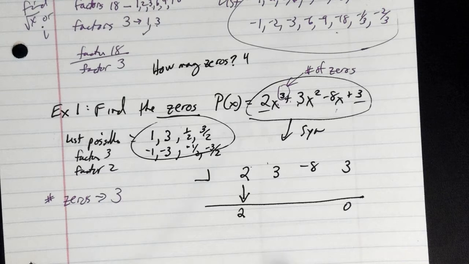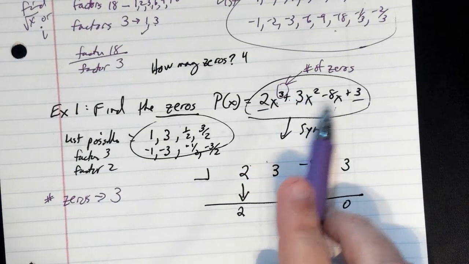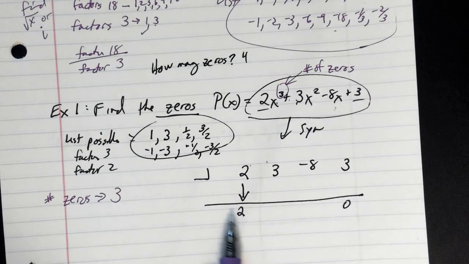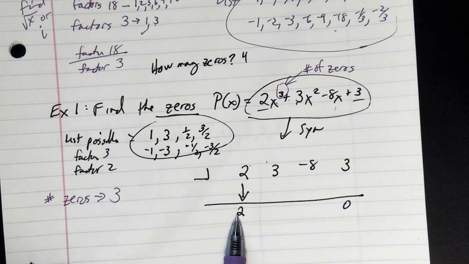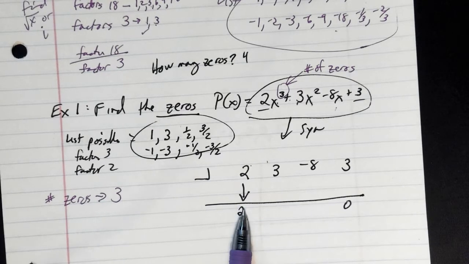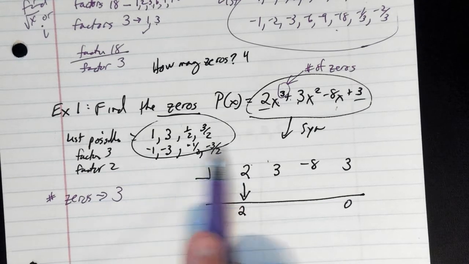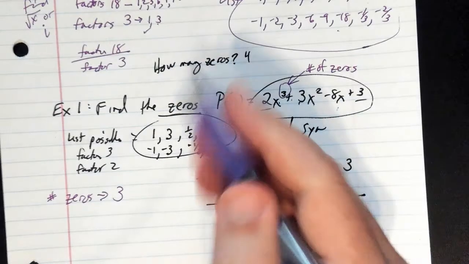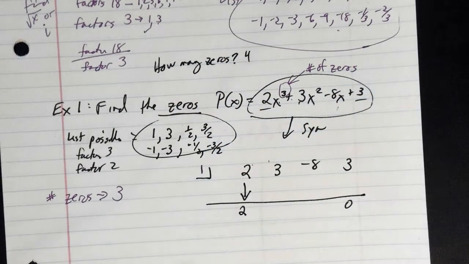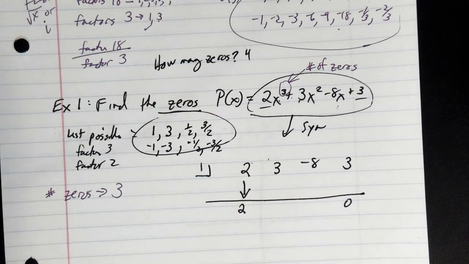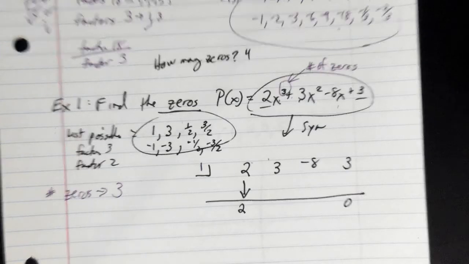Now, the nice thing is, if I can get this down to a depressed equation, when I get it down to a quadratic, I can factor it or use the quadratic formula. Okay? So, we're going to start picking numbers. We're going to pick the easy ones first. Let's start with the whole numbers. Let's plug in 1. If you look at the example in the book, they start with the fractions. I don't know why they start with the fractions. That's kind of silly to me. Start with the whole numbers.